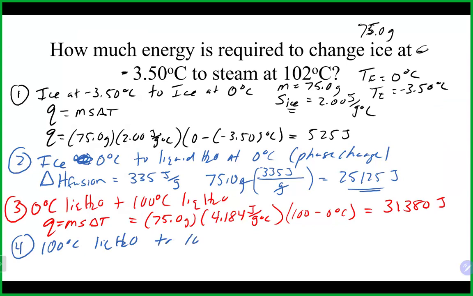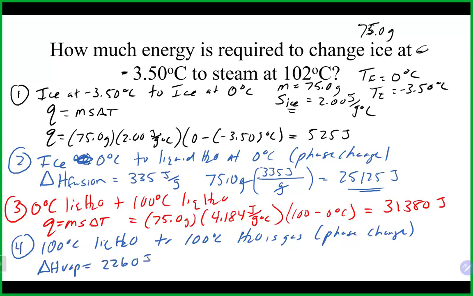So that is what we do next: 100 degrees liquid water to 100 degrees water in the gas phase, and that is our phase change. We're going to use our delta H of vaporization, and I'm going to use the joule number since we're doing all these in joules. That's the 2260 joules per gram. Once again, it's that 40.6 kilojoules per mole number for liquid water.